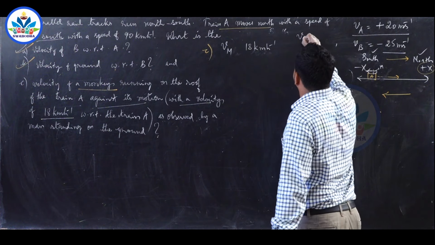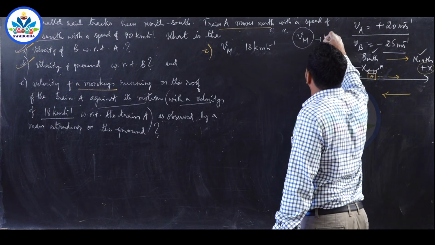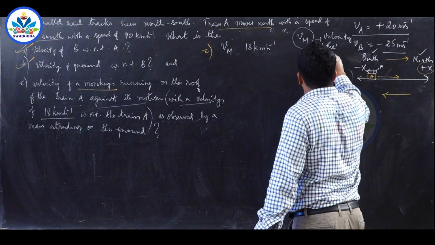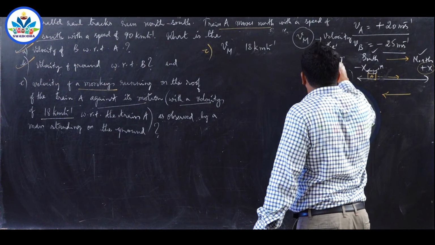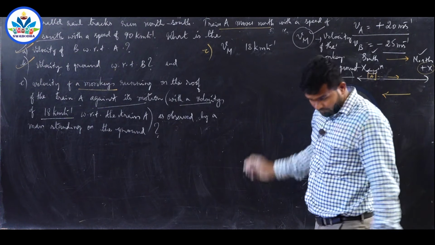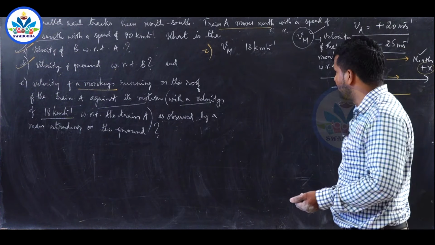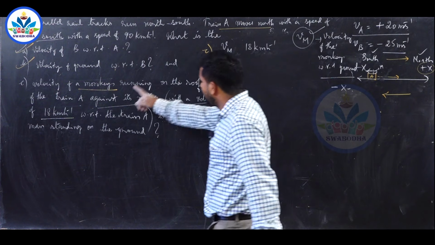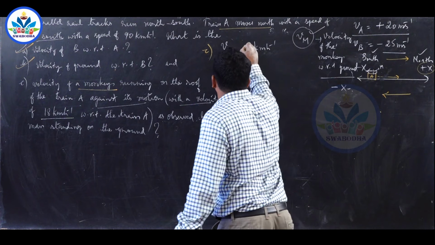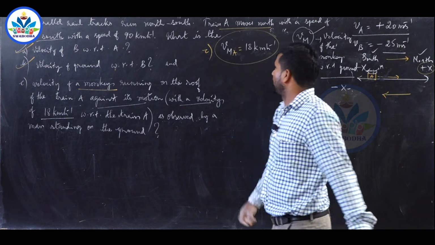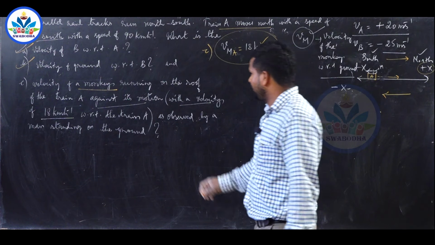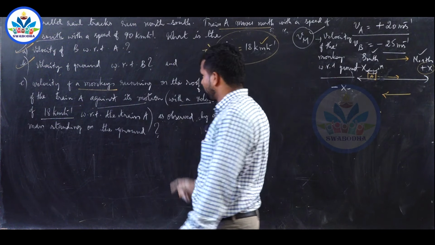That is, let Vm be the velocity of the monkey with respect to ground. What have they given? The velocity of the monkey with respect to train A is given. Please note, Vma equals 18 km per hour.